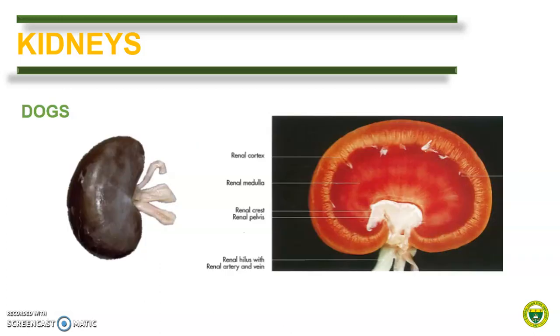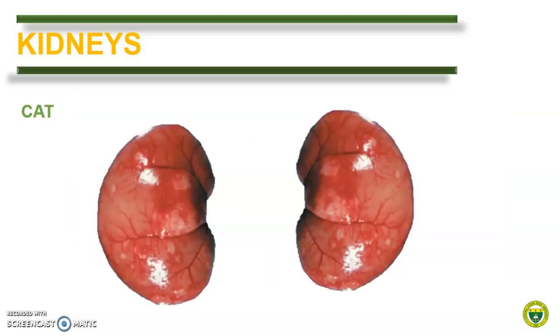The kidneys of dogs are bean-shaped as shown here. The renal pyramids fuse into a renal crest and project into a distinct renal pelvis. In cats, the kidney is smaller than in dogs. However, the distinguishing characteristic of their kidneys is the presence of a capsular vein. This is unique in cats.